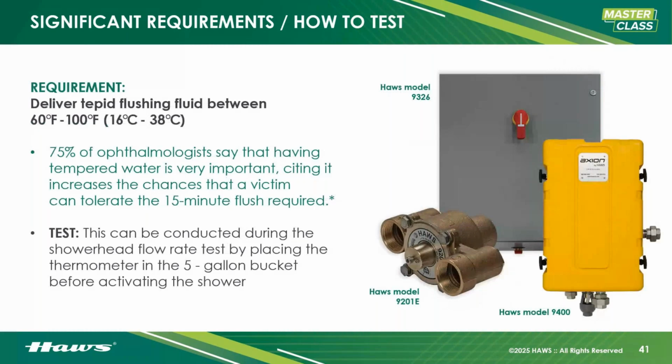Now the flushing fluid has to be delivered between 60 degrees Fahrenheit and 100 degrees Fahrenheit, 16 degrees Celsius to 38 degrees Celsius. Okay. Lots of ways you can do this too. As you see on the right, mixing valves, instantaneous electric heaters, instantaneous steam heaters. There's lots of ways to accomplish this. If your facility is already pumping out like 75 degree water in your walls year round, then you're good to go. But it has to be within that range.